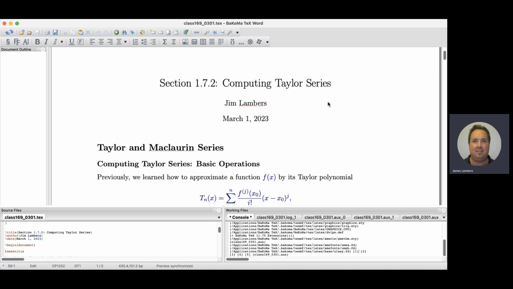Okay, this is the second of two pre-recorded lectures on Taylor-Maclaurin series. The focus today is, given a function f of x, to compute its Taylor series.